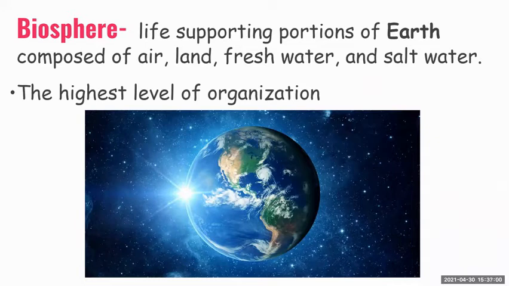So we start with organism, and multiple organisms create a population. Multiple populations create a community, so different populations of species. Then different communities, along with the abiotic factors, create an ecosystem, and then multiple ecosystems come together to form the biosphere. And that's how life is organized.